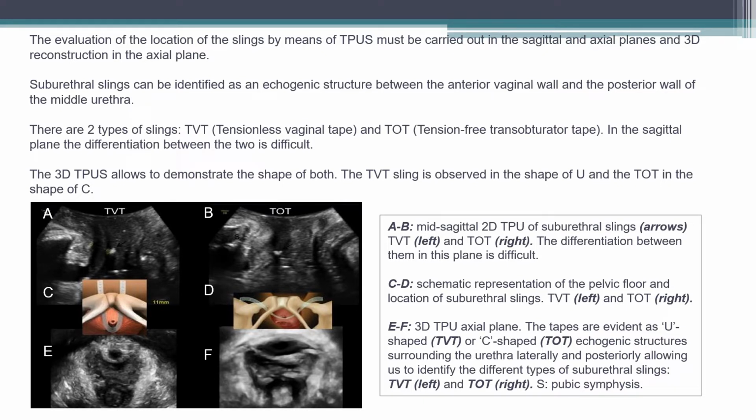On figures E and F, a 3D reconstruction in the axial plane shows the tapes are evident as U-shaped or C-shaped echogenic structures surrounding the urethra laterally and posteriorly, allowing us to identify the different types of suburethral slings. Notice TVT on the left and TOT on the right.